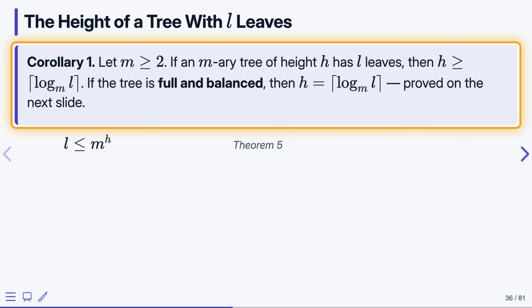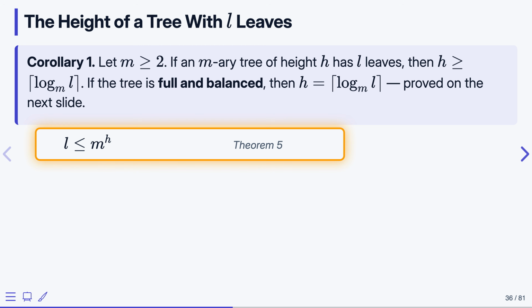Theorem 5 turns around into a useful lower bound on the height. We take m to be 2 or more, so that the logarithm base m makes sense. Line 1. Start from what we proved. The number of leaves L is at most m to the power h.